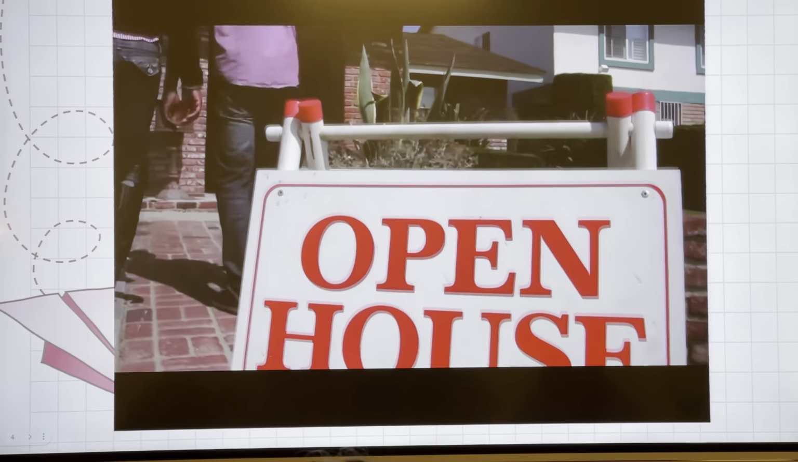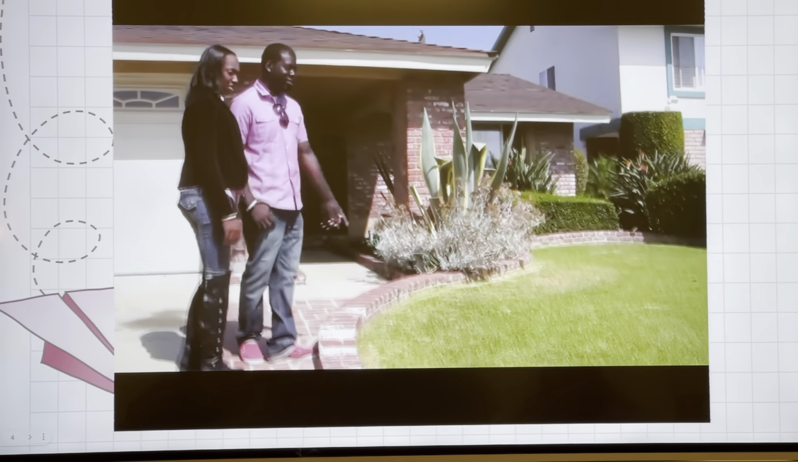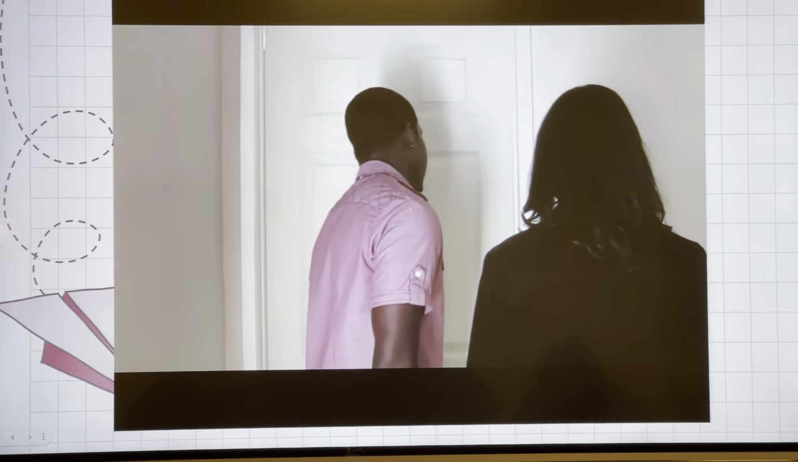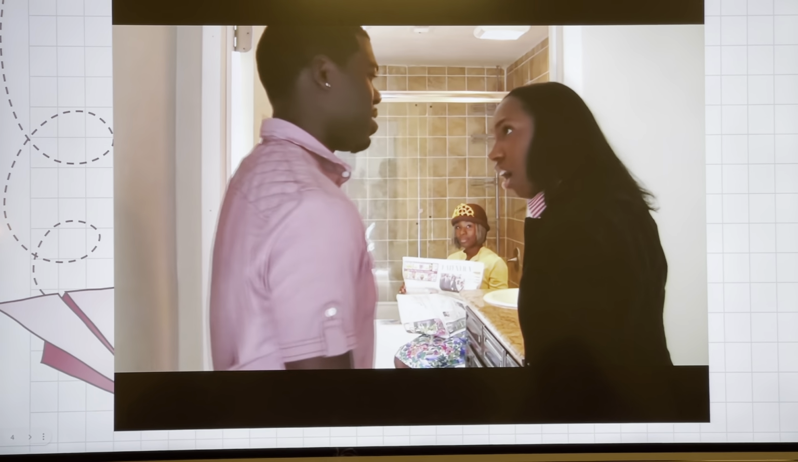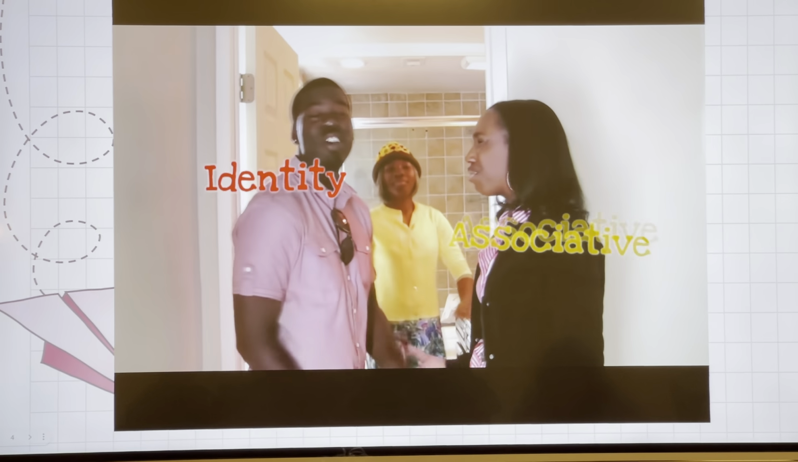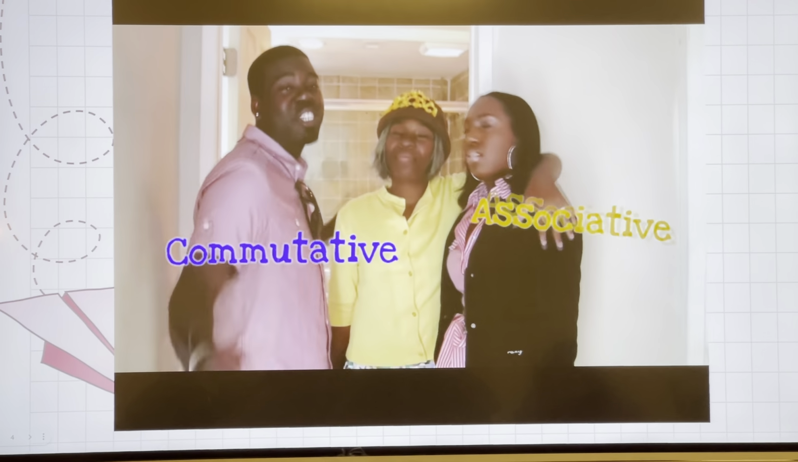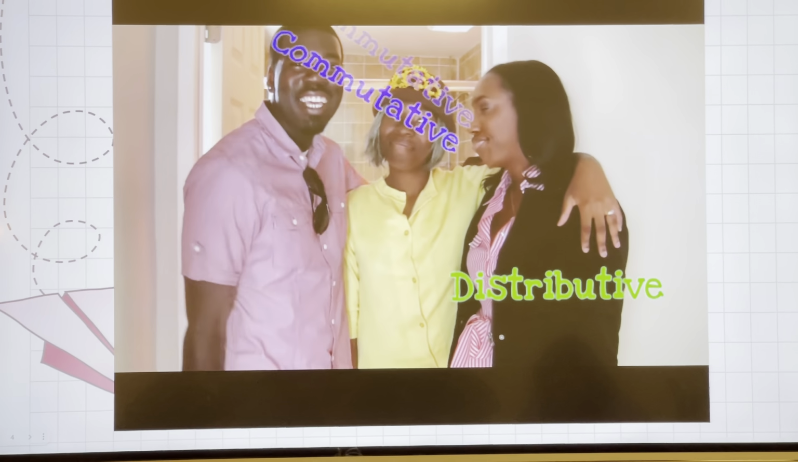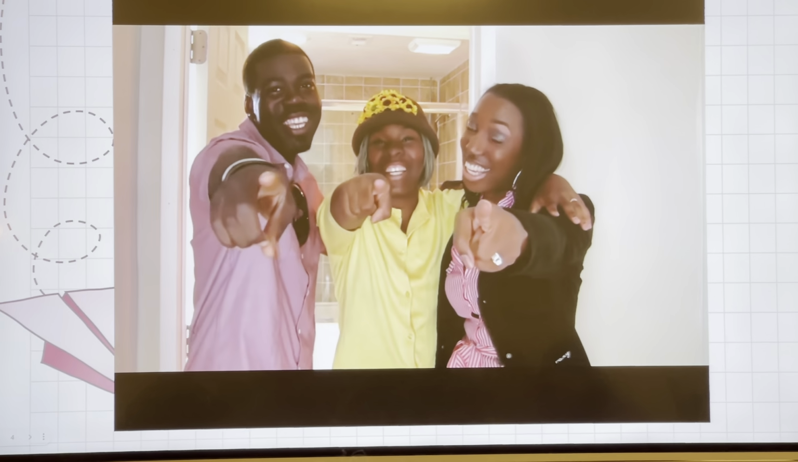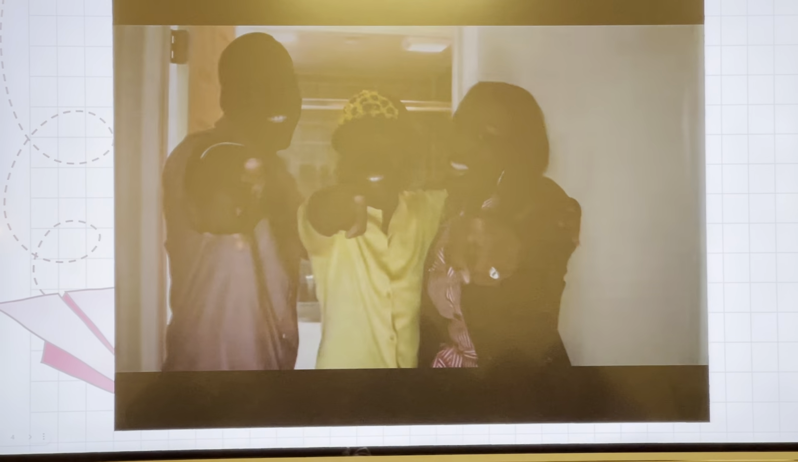I'm all about my properties. My mathematical properties. That's right. Yes, just like Monopoly, there's identity and associative. You got commutative and distributive. That's just the way it is. You got to learn it, kids.